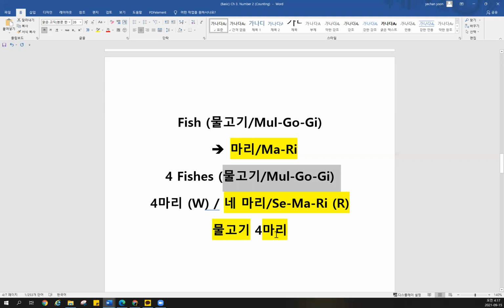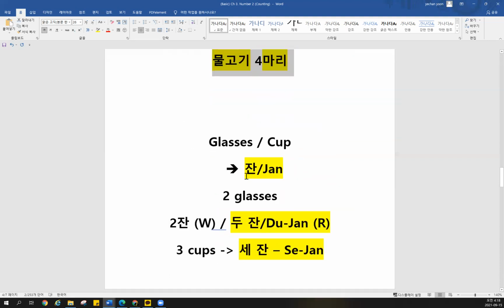How about the writing? Simple. Just use the number and then the counting word. So 물고기 4 마리. 물고기 4 마리. All right. Not that difficult, isn't it? Let's go to the next one.